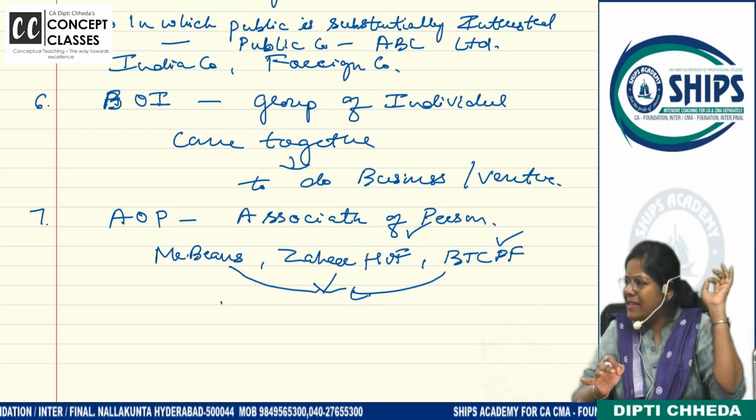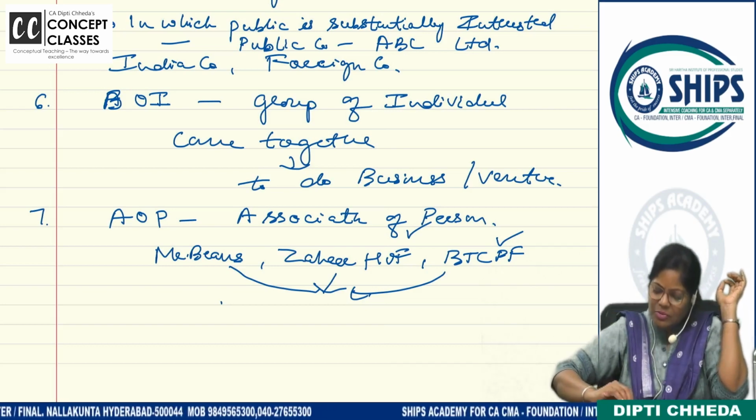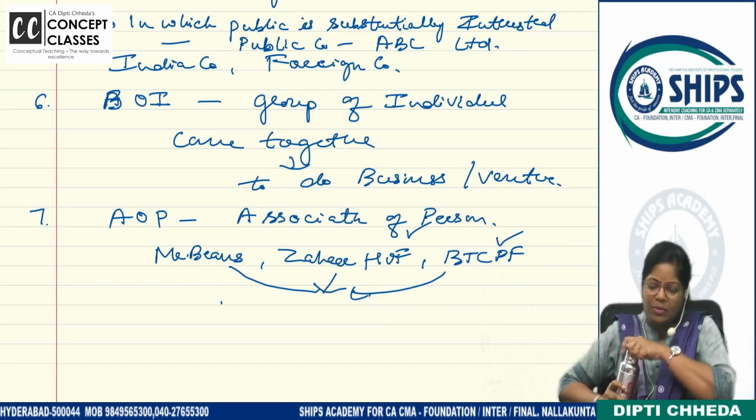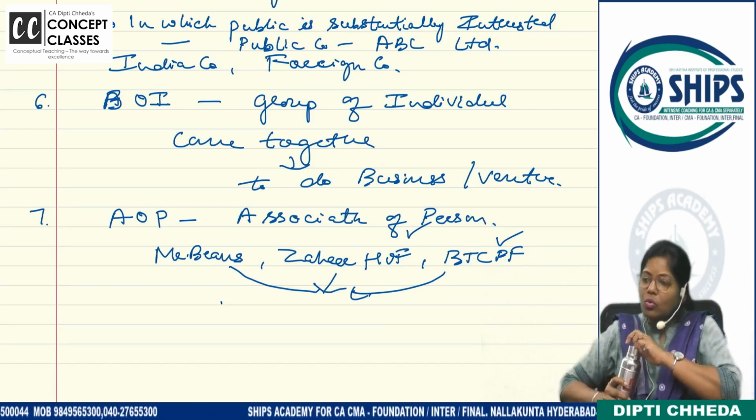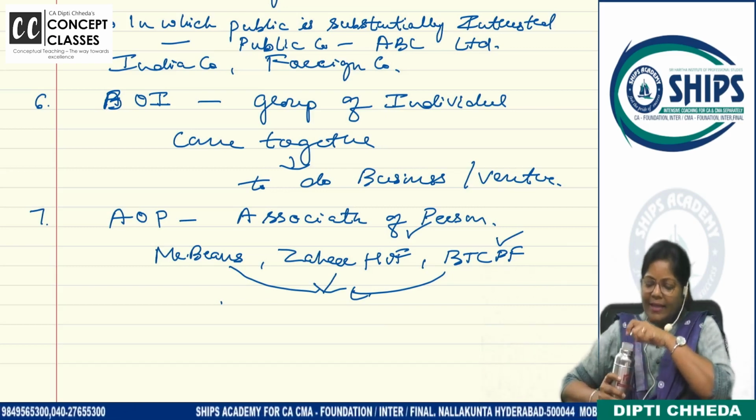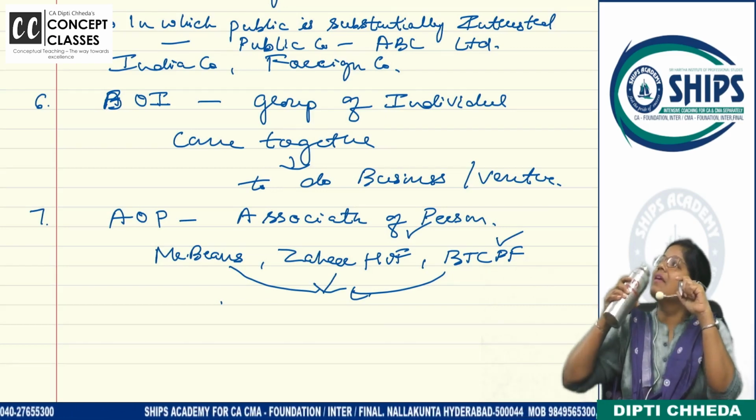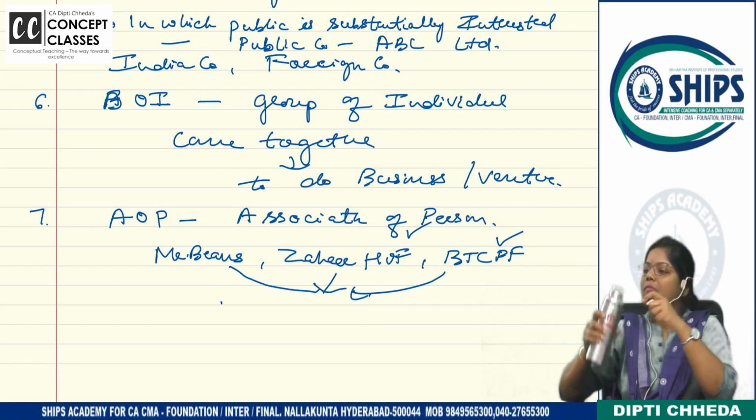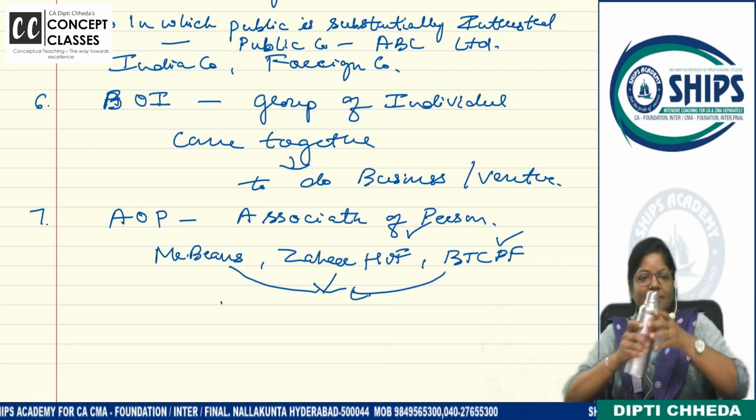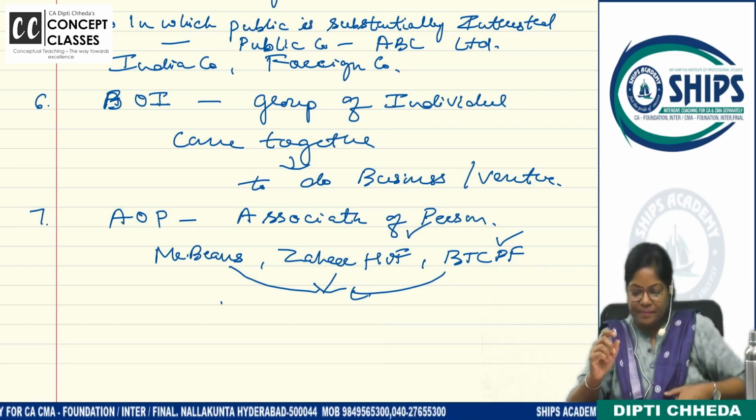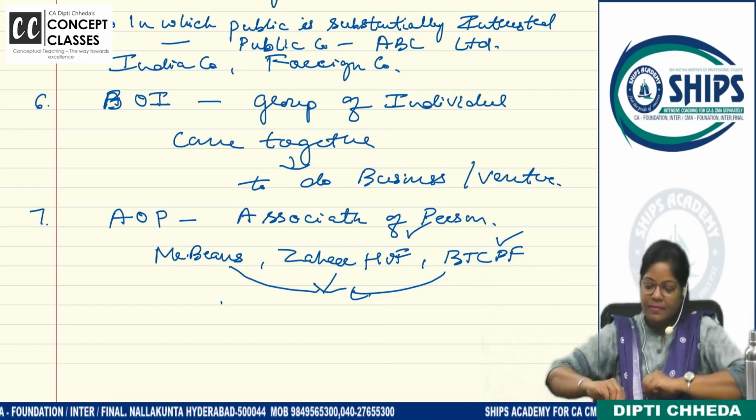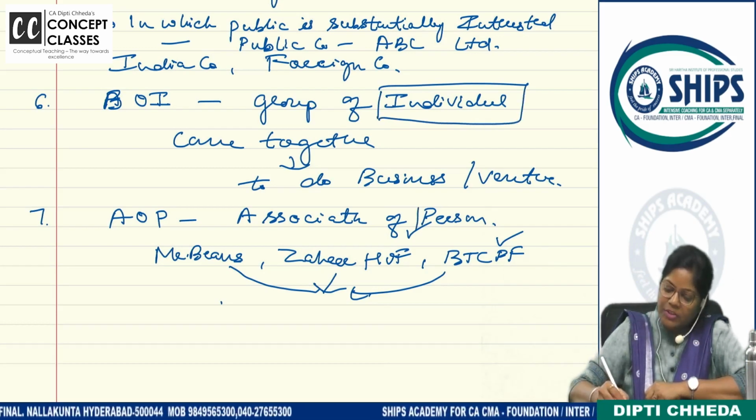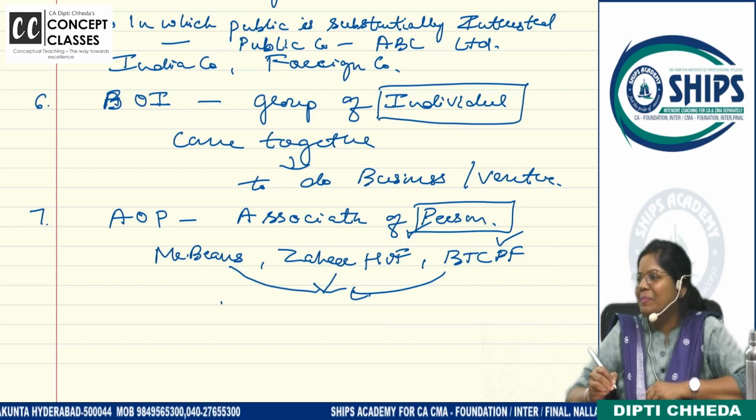But is the example clear? This you should note. Many times students are confused. I'll also get a break 2 seconds. ये दोनों example लिखो. Body of individuals. It's a group of individual. And AOP is a group of person. Highlight is this. BOI is about individual. AOP is about person.